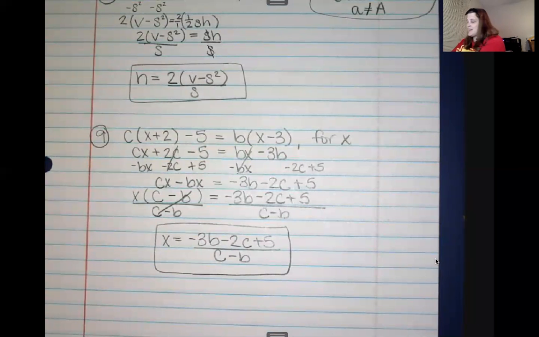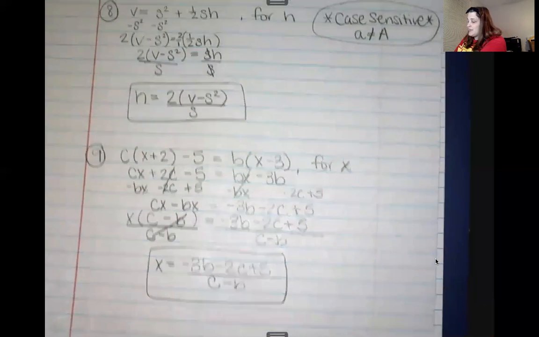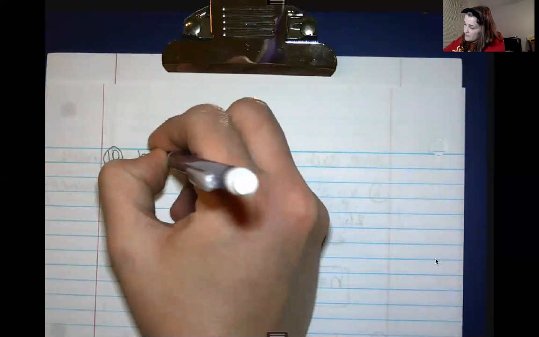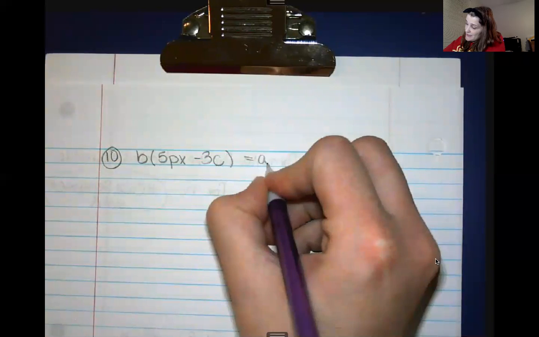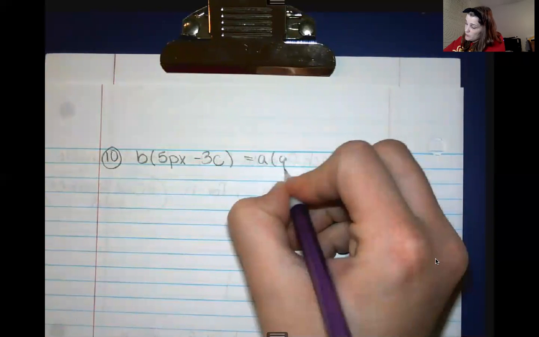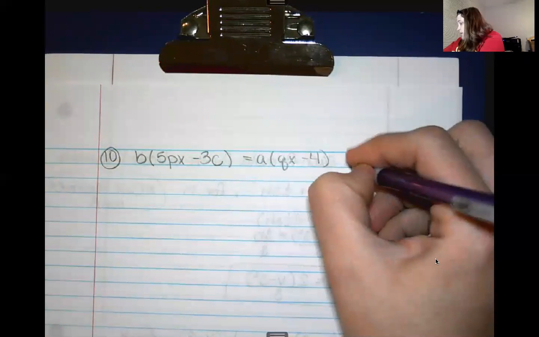Let's go ahead and start the next problem. Now this one, again, I'm going to challenge you to write it down with me and go ahead and practice it on your own and come back and check your answer. So number 10, b times the quantity 5px minus 3c equals a times the quantity qx minus 4. And we're going to solve for x.